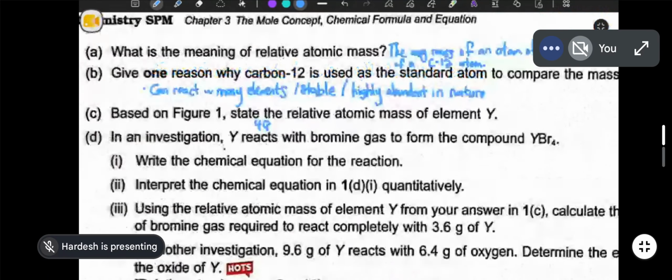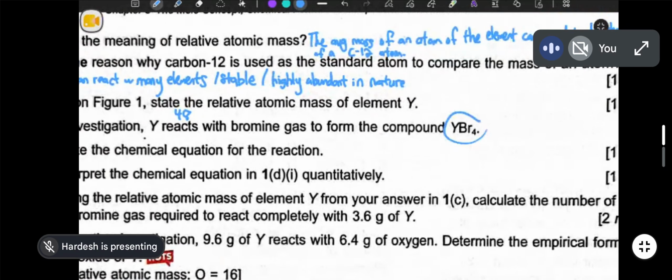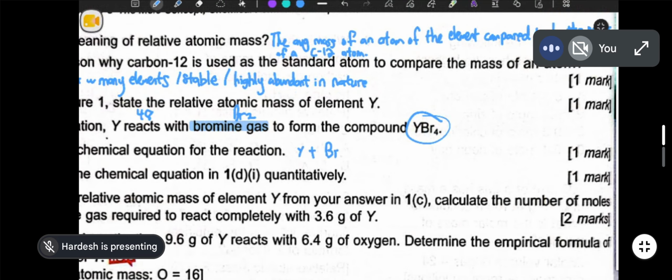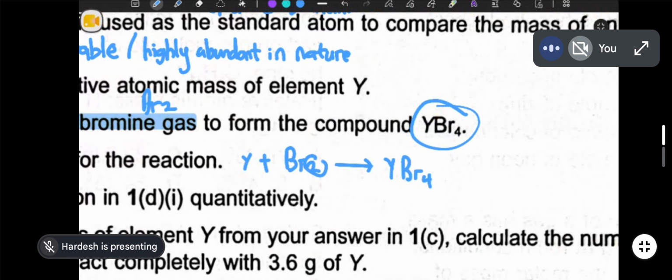Okay, I continue. In an investigation, Y reacts with bromine to form this. Keyword here: not bromine, bromine gas, so Br2. So Y plus Br2, you get YBr4. Remember what I taught you? When it comes to balancing chemical equations, we are looking at the least common multiple. So if here is 2, here is 4, you need to add another 2 here.